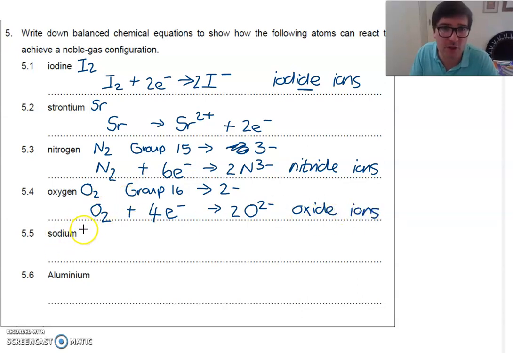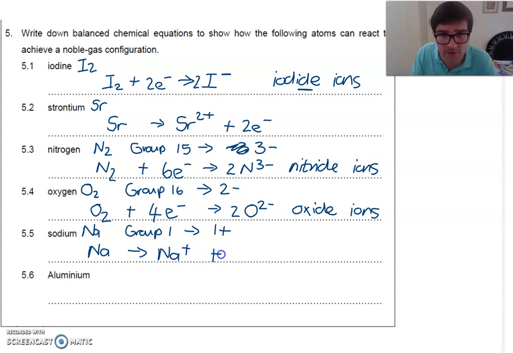Okay, then we've got sodium. Sodium is group 1. Group 1 forms ions with a charge of 1 plus. So sodium will become a sodium ion. How? By giving away 1 electron.